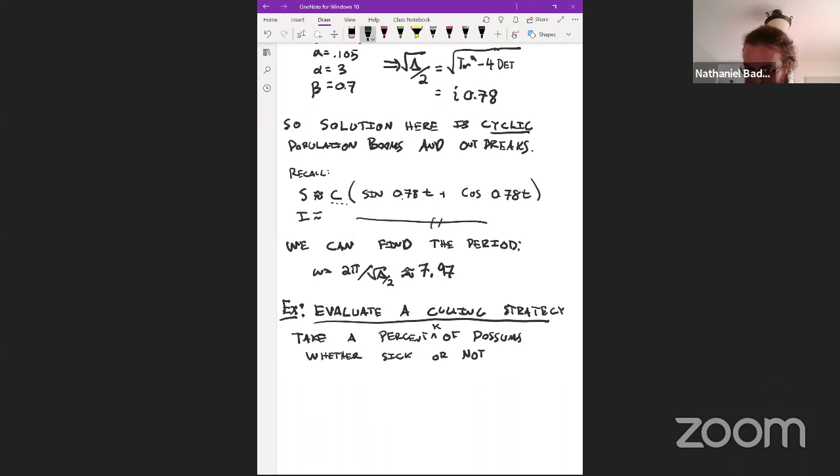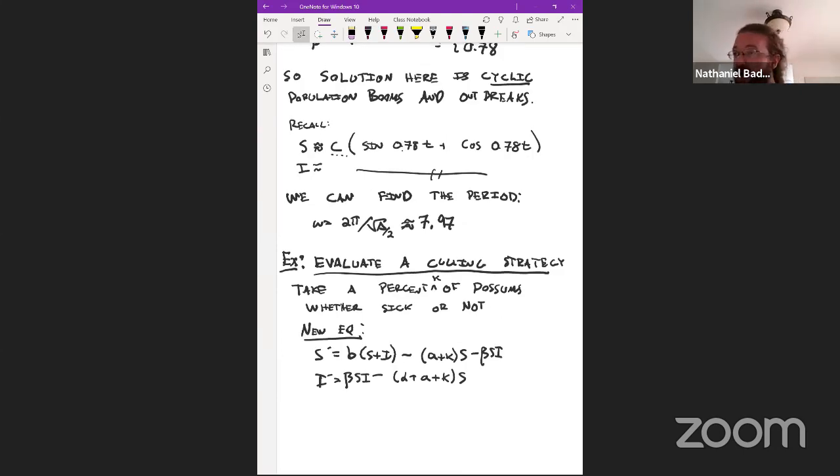So we get new equations. S prime is BS plus I minus (A plus K) times S minus beta SI. And I prime is going to be beta SI minus (alpha plus A plus K) times I. Oh, sorry, I. So the result of this culling strategy is just to take A and shift it by K.